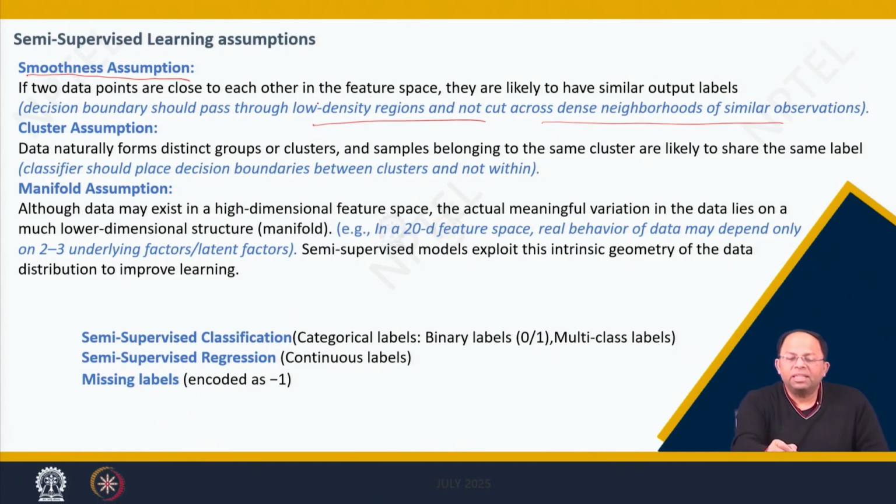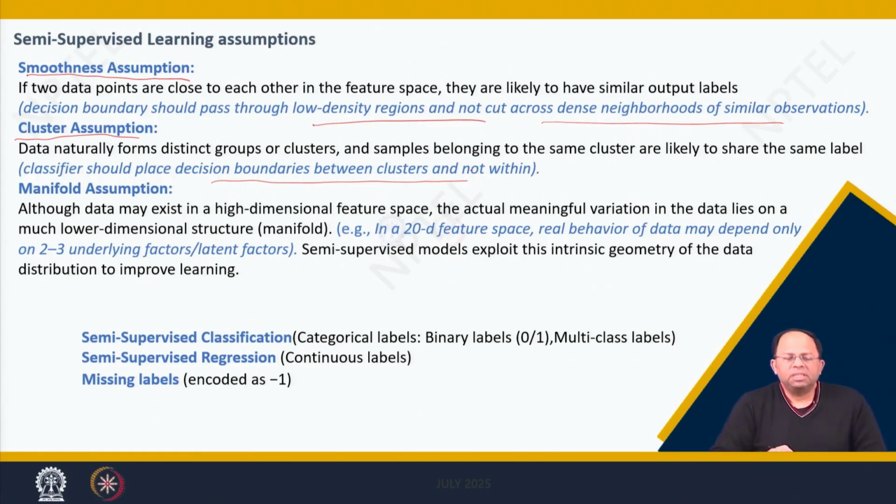Because we are now considering distance, if things are close together, better not create a boundary between those two, because those two must be similar. In the same way, there is the cluster assumption, where data naturally form distinct groups or clusters, and samples belonging to the same cluster are likely to share the same label. This comes from the clustering algorithms that we have learned. So the classifier in this case should place the decision boundary between clusters and not within the clusters.